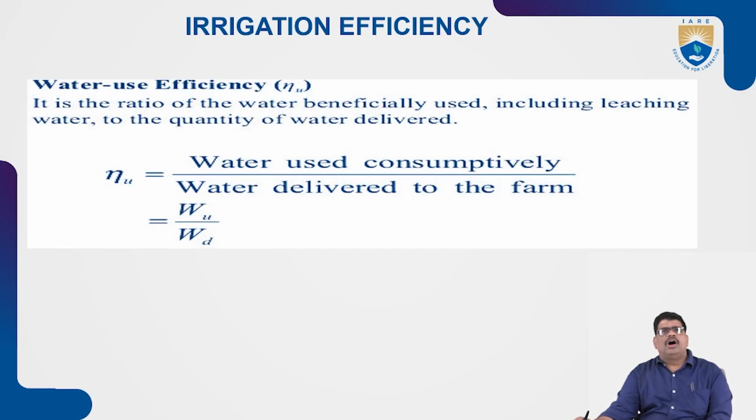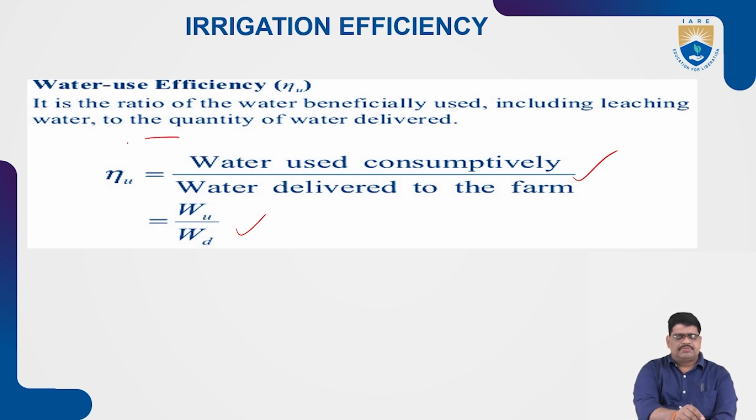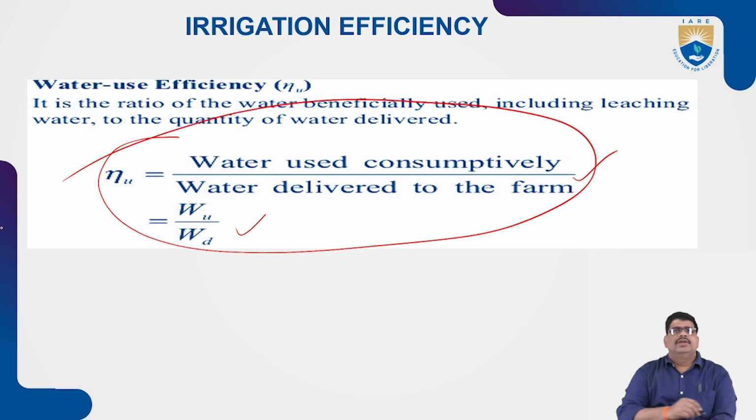It is the ratio of the water beneficially used, including the leaching water, to the quantity of water delivered. So it can be water consumptively used to water delivered, Ew = Wu / Wd. By using this formula, you can find out the water use efficiency.